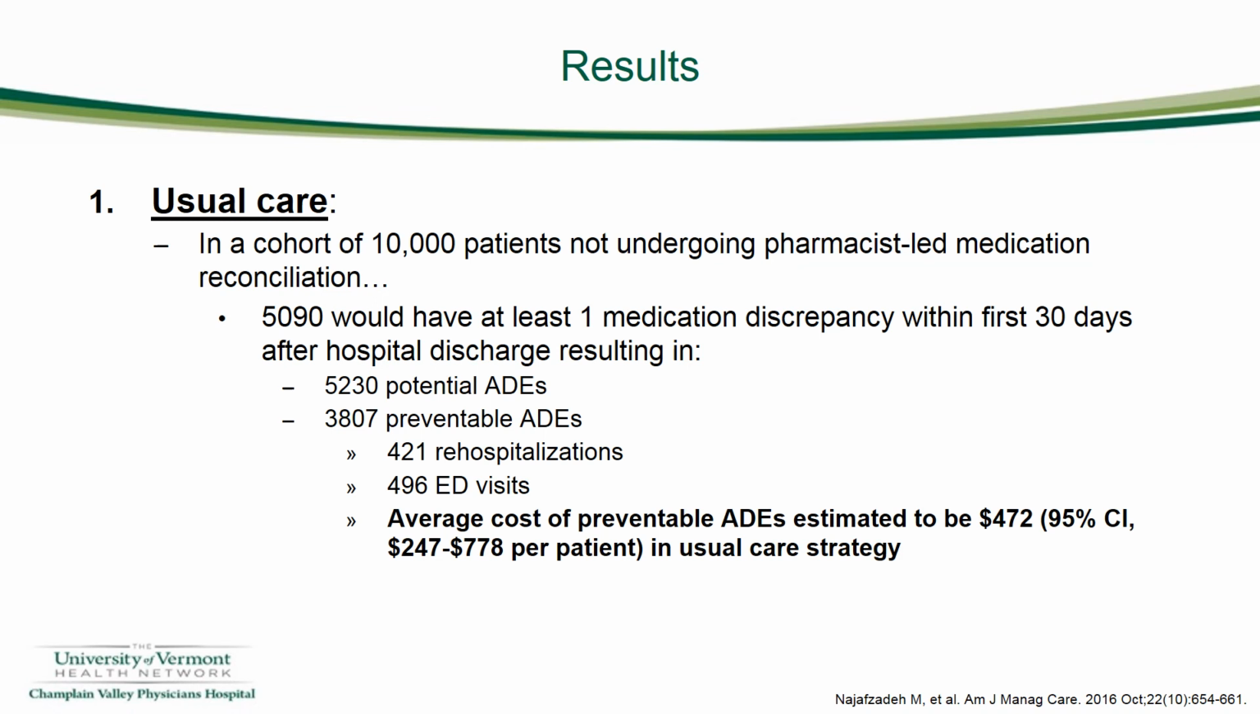As for the results in the usual care group, those who did not receive any intervention, in a cohort of 10,000 patients not receiving any pharmacist-led med-rec, they estimated that 5,000 would have at least one medication discrepancy within the first 30 days after hospital discharge, which would result in 5,000 potential ADEs and 3,800 preventable ADEs, thus leading to 421 rehospitalizations and 496 ED visits. So in the usual care group, the average cost of a preventable ADE was estimated to be $472 per patient in the usual care strategy.